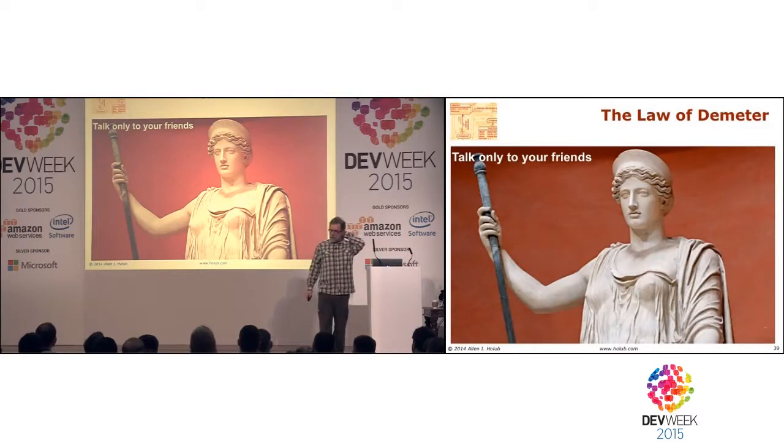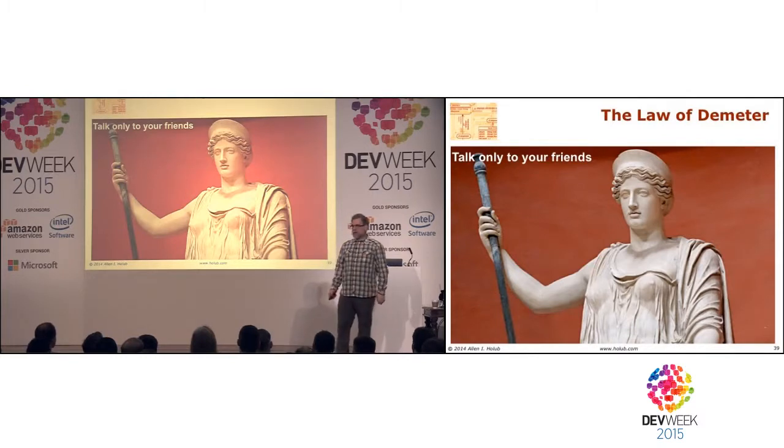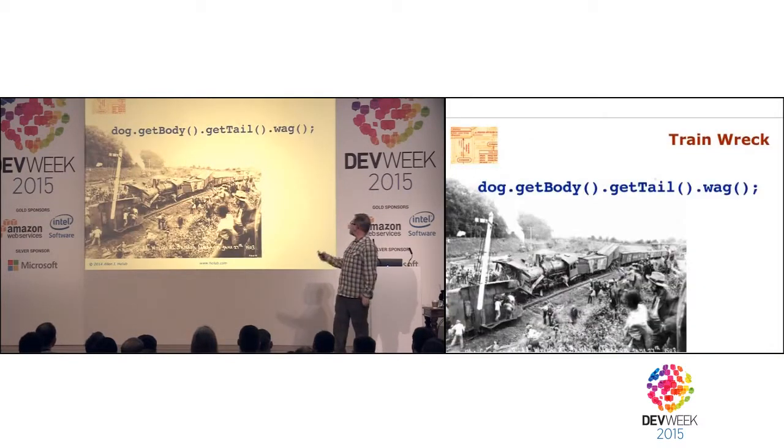The notion of the Law of Demeter is that you don't want to go through intermediaries to get work done if at all possible. The classic example of a violation of the Law of Demeter is the so-called train wreck code. The issue here is that there are a lot of dependencies, right?